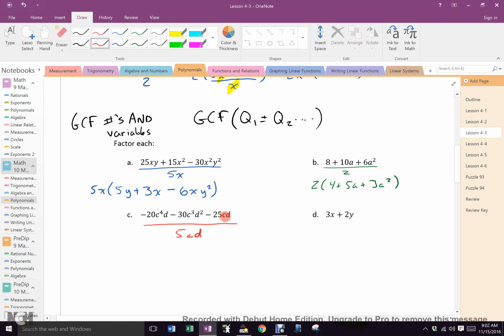But when I do this division, I'm going to put 5CD out here, yes? And in there is going to be negative 4C3, right? Negative 6C squared D, yeah? Right? And negative 5. Does everyone agree? Yeah? Okay. Is there another factor that we could remove from all of this? This is what makes this question tricky.